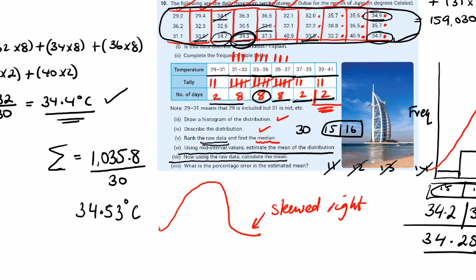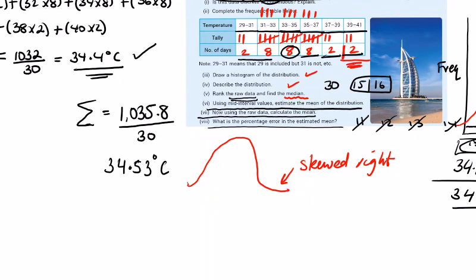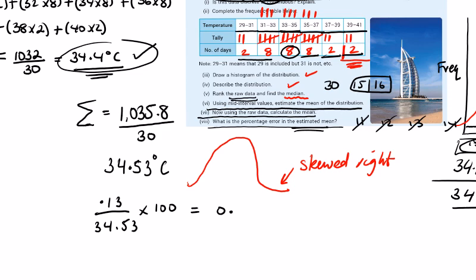And we are asked what's the percentage error. Well, the percentage error is in the estimated mean, which is this guy here. So what's he out by? He's out by 0.13, and it should have been 34.53, times 100. So again, quite a small number, 0.376 percent. So less than 1%, just over a third of 1%. So frequency distributions. Practice a few more of these.